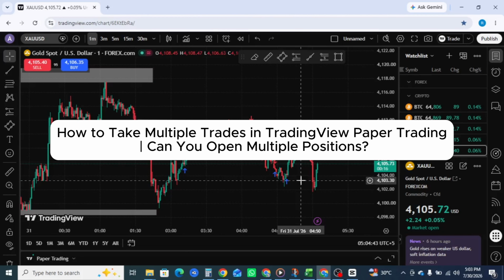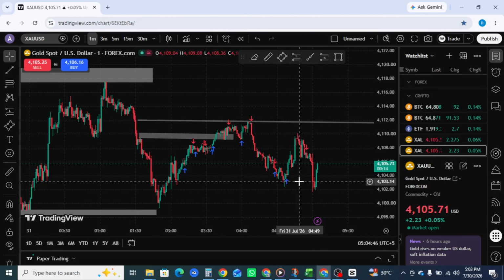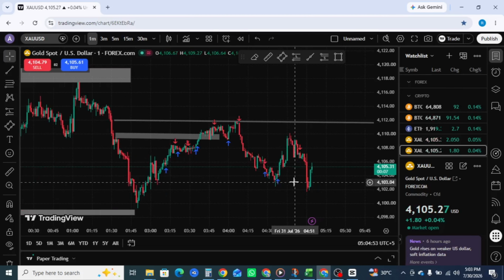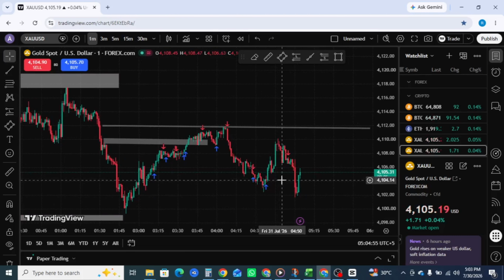How to take multiple trades in TradingView paper trading. Can you open multiple positions? In this video, I am going to answer a common question. Can you take multiple trades on the same asset in TradingView paper trading?